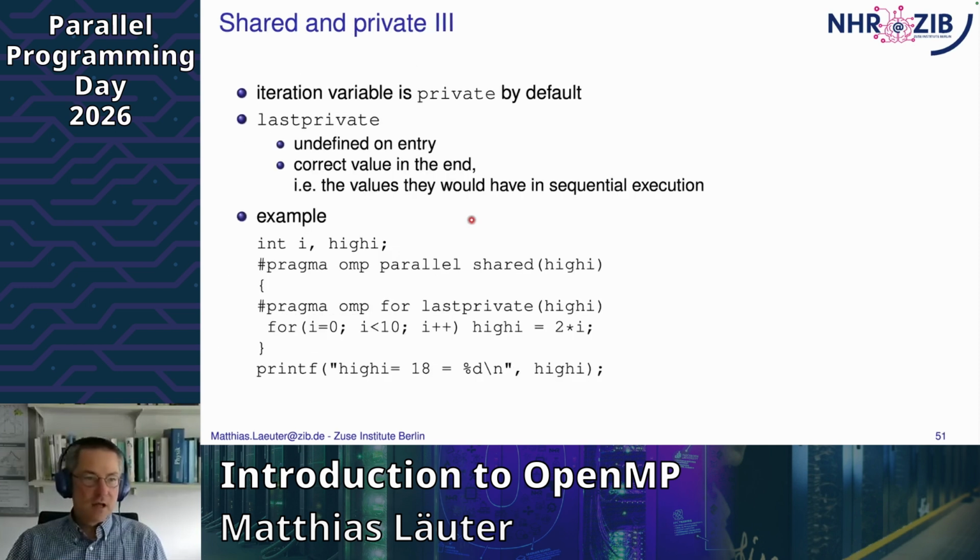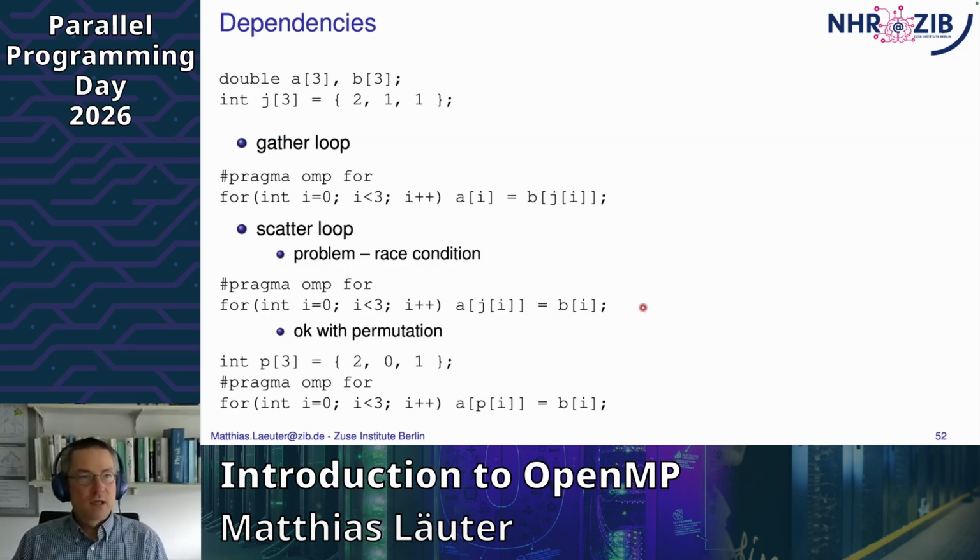And last private. Now here we see lastprivate. If lastprivate applies to a variable, then the value of this variable is the one which you expect from the sequential execution. So, what you should expect. Okay, great.